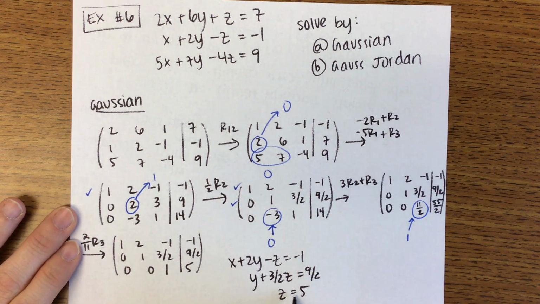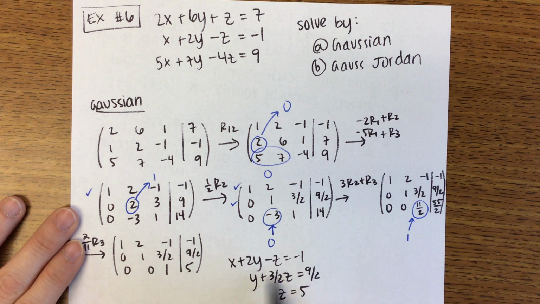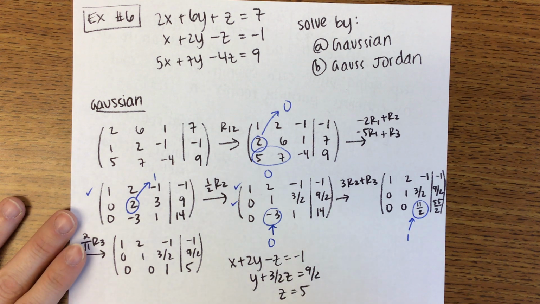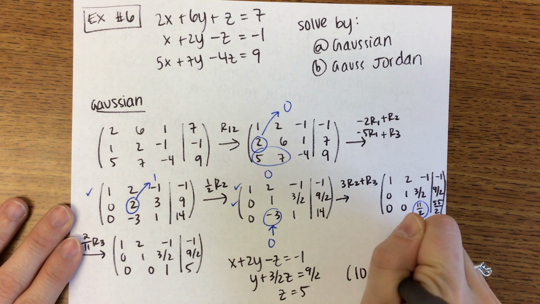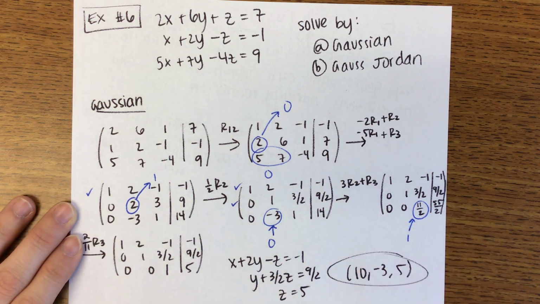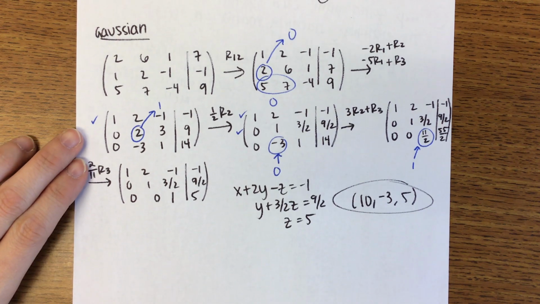You got z equals 5. Plug that 5 into the second equation. You get 15 over 2. Subtract that, and you'll have -6 over 2, so our y is -3. Plug that into the top one. Is it okay if we don't write all that down? Okay, we end up with an answer of 10, -3, 5. So that's Gaussian.